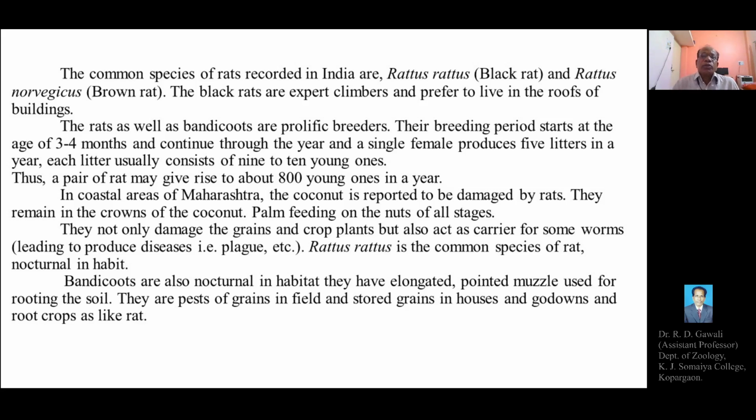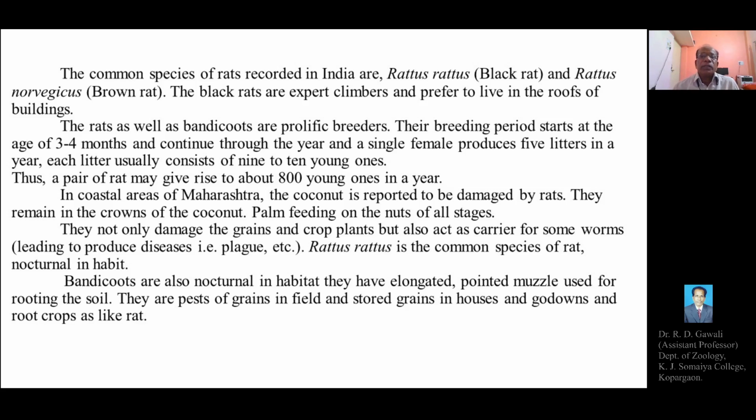In coastal areas of Maharashtra, the coconut is reported to be damaged by rats. They remain in the crowns of the coconut and palm, feeding on the nuts of all stages. So the rats also cause much loss or damage to crops like coconut and palm.